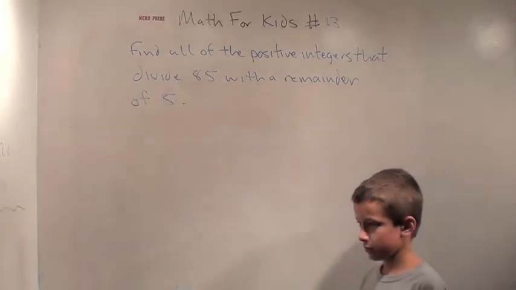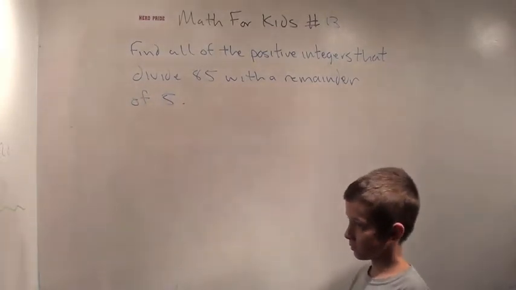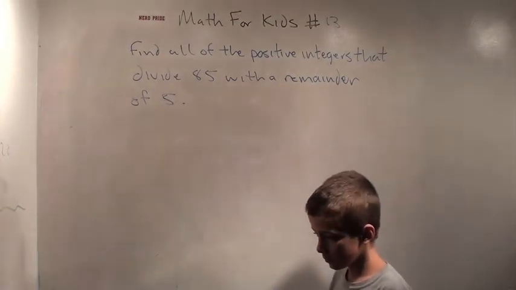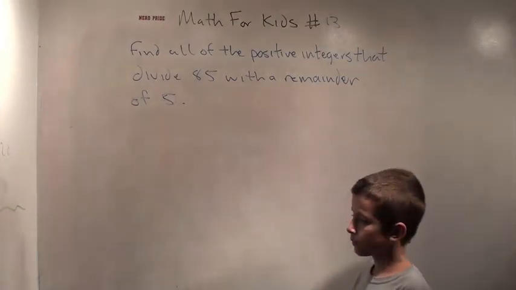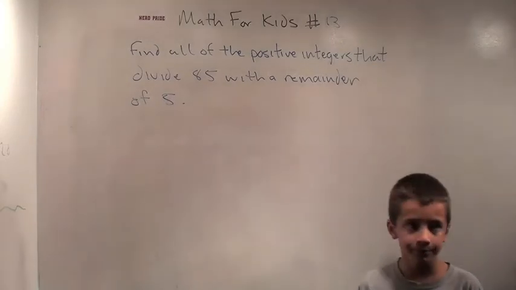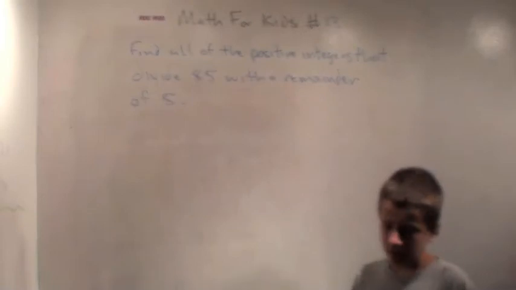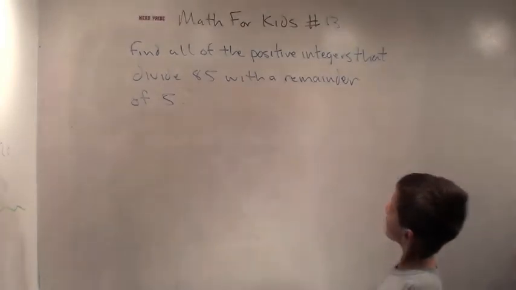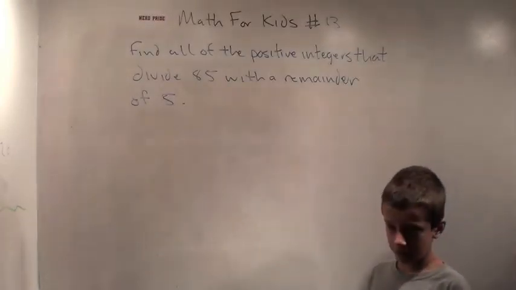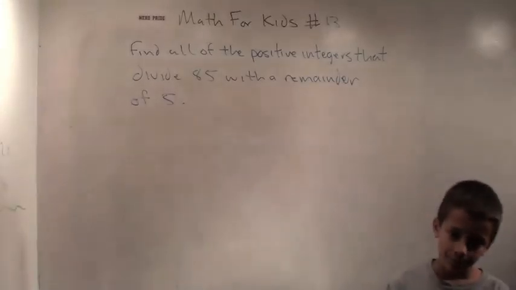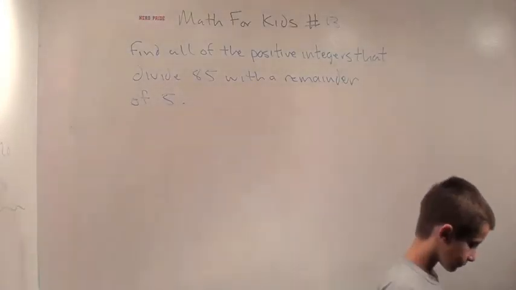Okay, here we go. Find all of the positive integers that divide 85 with a remainder of 5. Okay, so do you understand the problem? Yeah. What is it asking you to do? It's asking us to find all the positive integers that divide into 85 with a remainder of 5. Okay. So what does that mean? What does it mean if they divide into 85 with a remainder of 5?